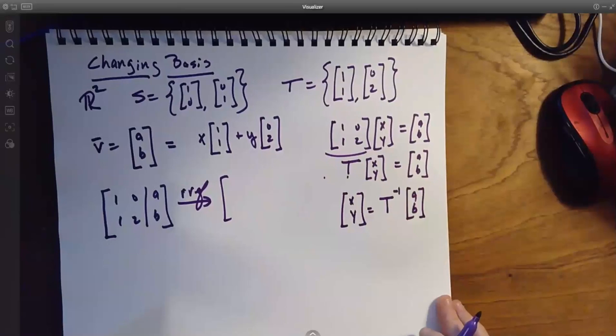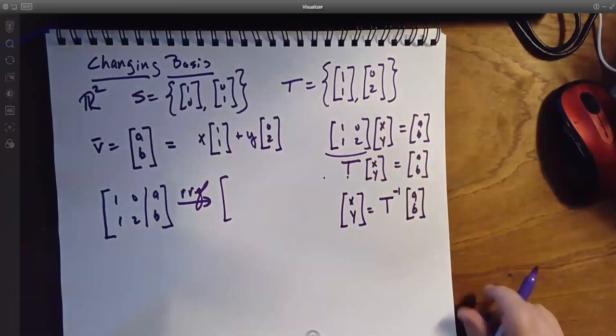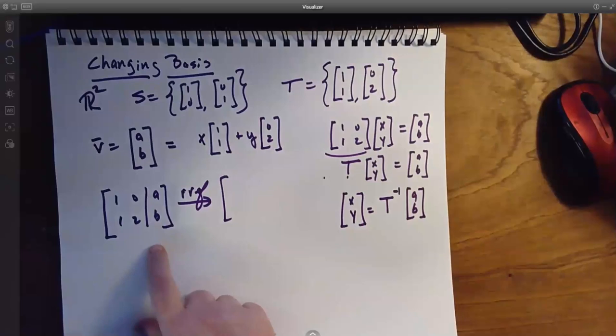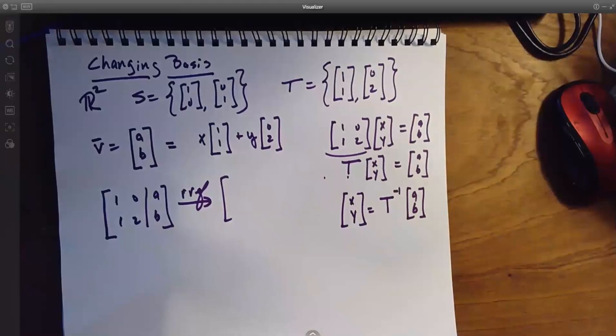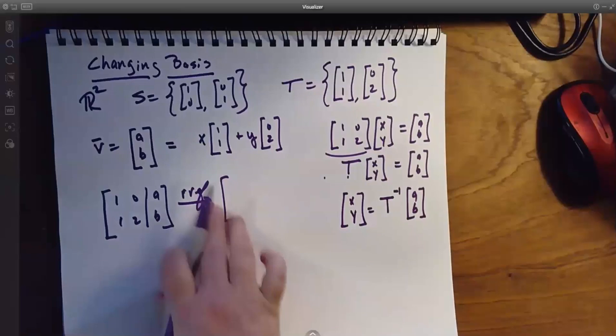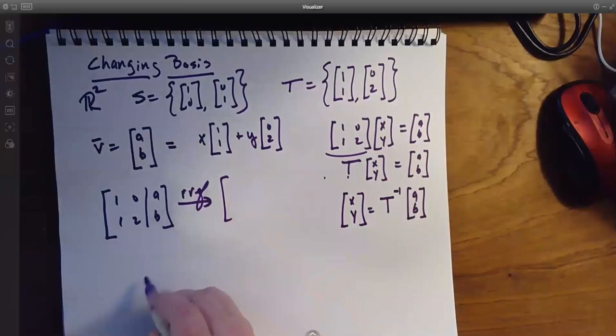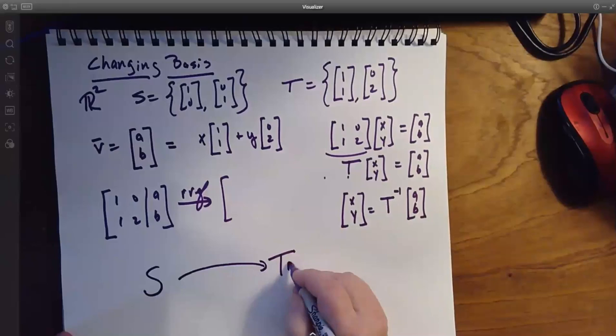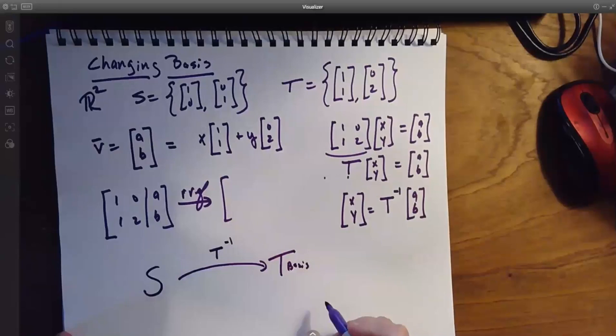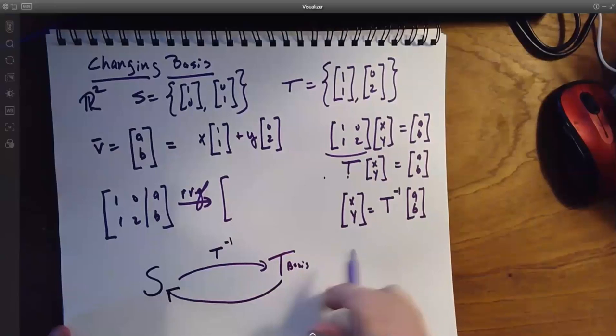Now, we use Maple to find the inverse, and it will give it to us already simplified. But what I want you to think about more is the picture, rather than the gross details. I have the standard basis, and to get to the T basis, I multiply by T inverse. And to get back, I undo what I did and multiply by T.